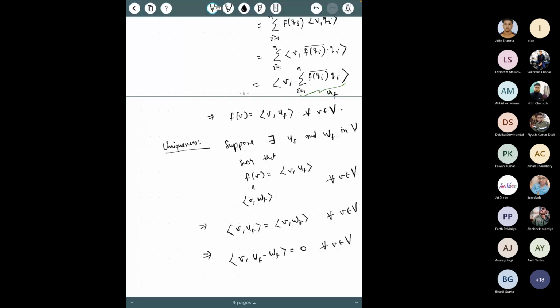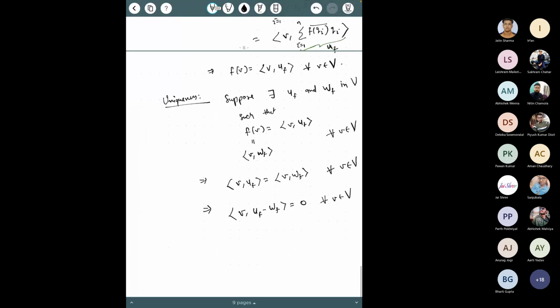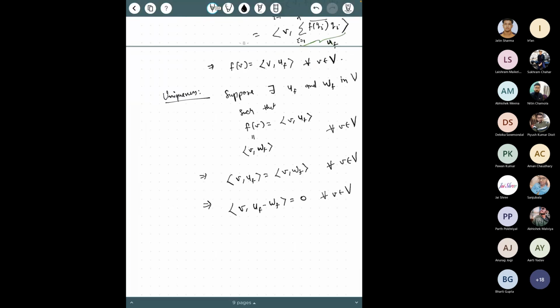Now can you say from here that u_f is equal to w_f? Yes, u_f minus w_f must be 0. Why? Because this is true for all v. So in particular, if I take v as u_f minus w_f, then what would it be? It would be the inner product of u_f minus w_f comma u_f minus w_f equal to 0.